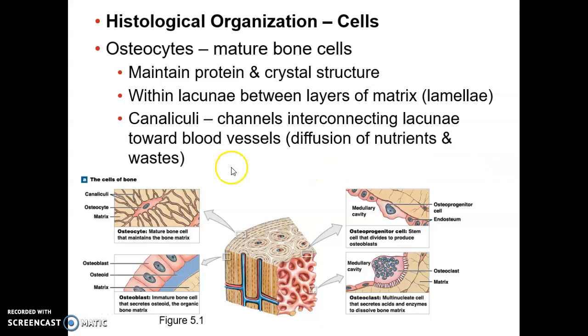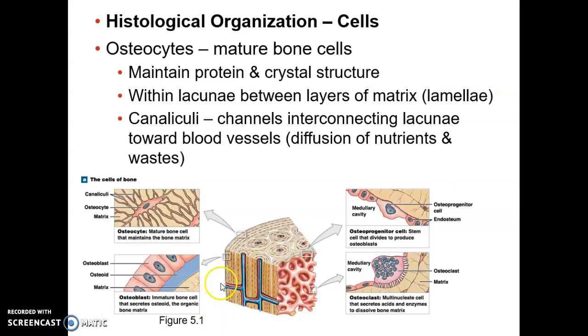So the canaliculi are essential for the osteocytes to survive because the canaliculi allow for connections between the plasma membrane of one osteocyte and the next one. And all the osteocytes are thus connected to each other through the canaliculi. And then critically important, they're connected to their blood supply that is in the very center of the osteon.